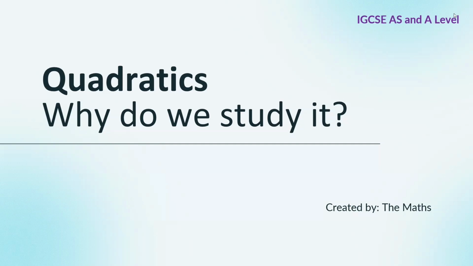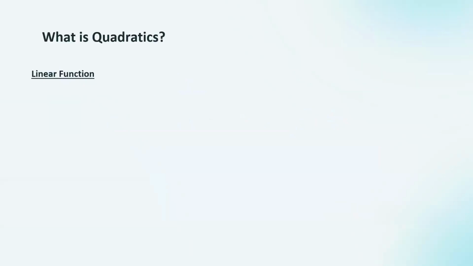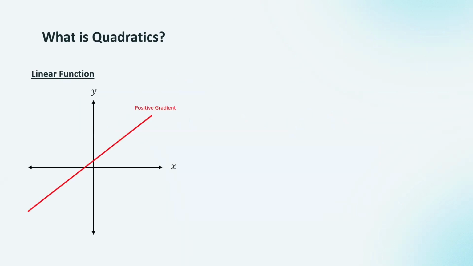So in this first video, I want to talk about quadratics and why we study it. So what is actually a quadratic? Before we begin, we need to review a bit on what we know about linear functions. A linear function, as we know, is going to be a straight line. If it goes up, it's going to have a positive gradient. If it goes down to the bottom right, it will have a negative gradient.